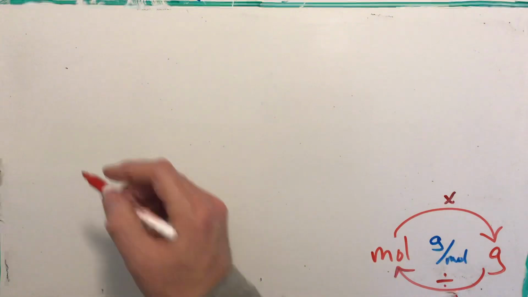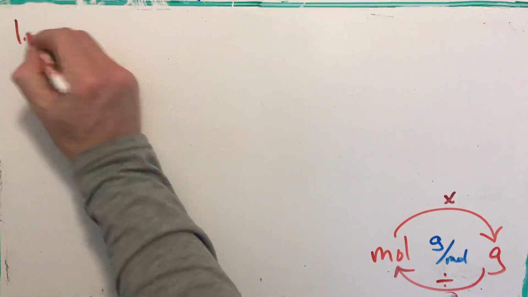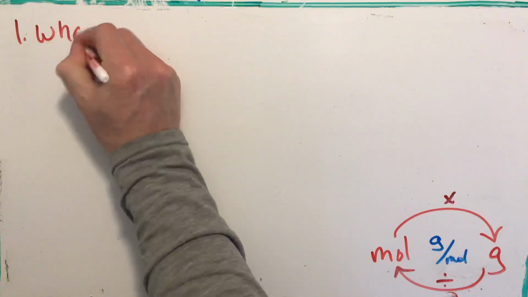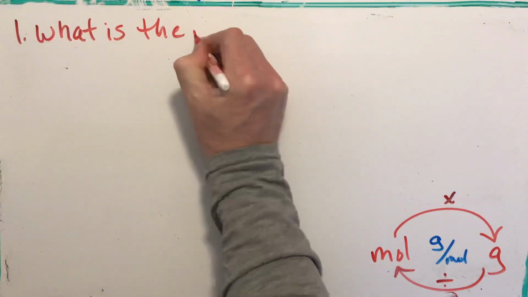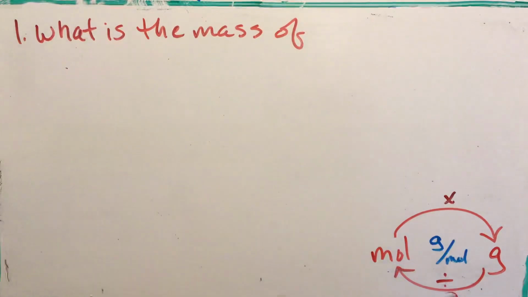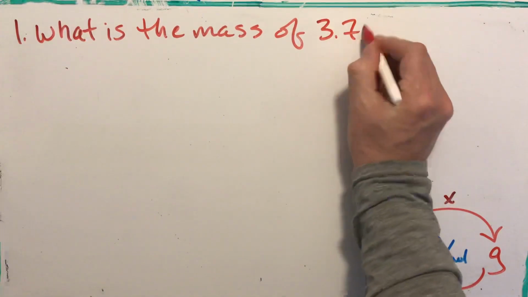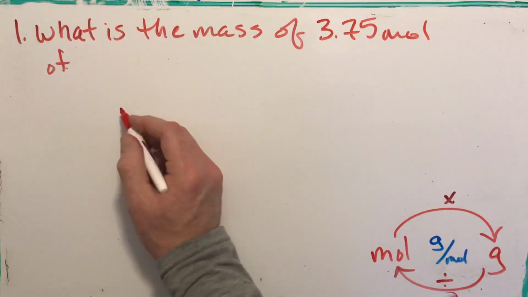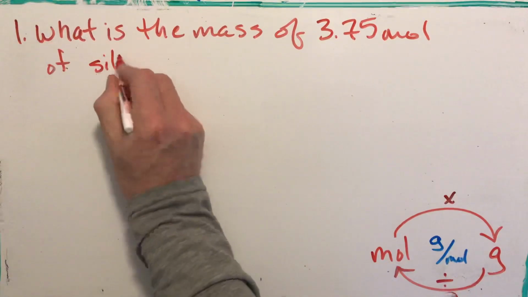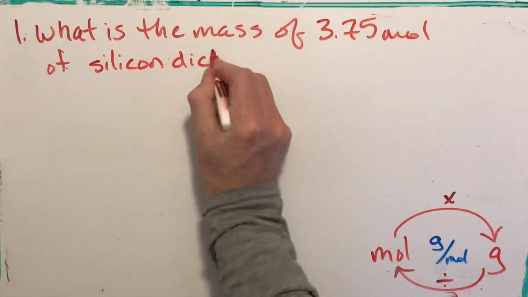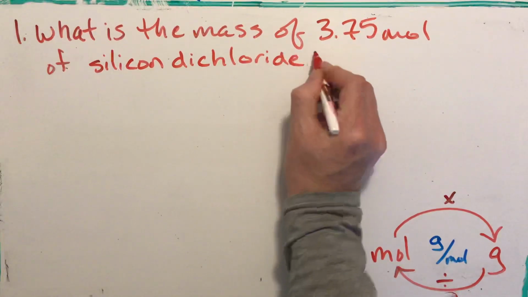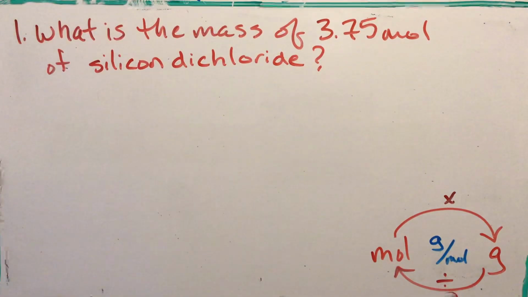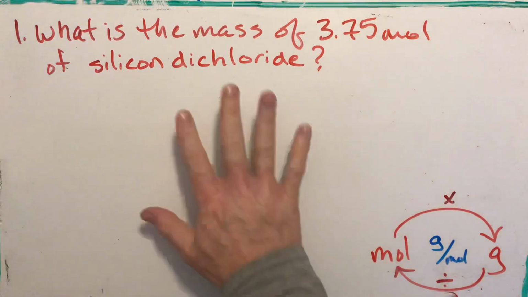So our first problem, sample problem number 1. What is the mass of 3.75 moles of, we'll say, silicon dichloride? I'm just making this problem up and we'll solve it together. All right? So what is the mass of 3.75 moles of silicon dichloride? I will do the answer in blue so it stands apart from the question.